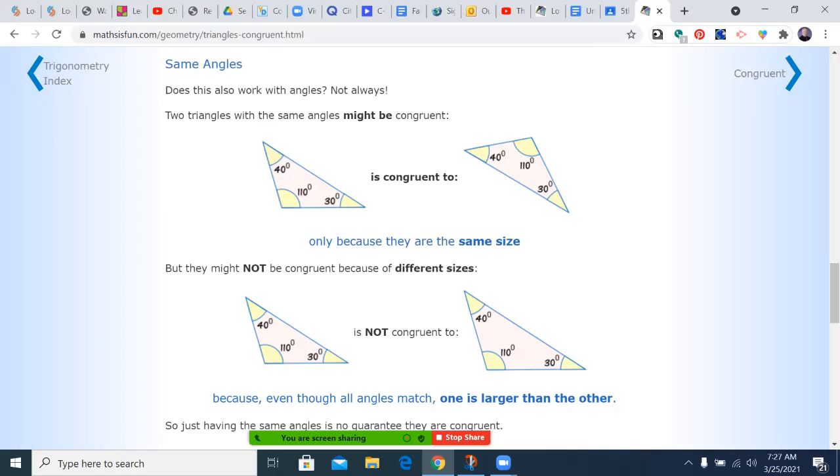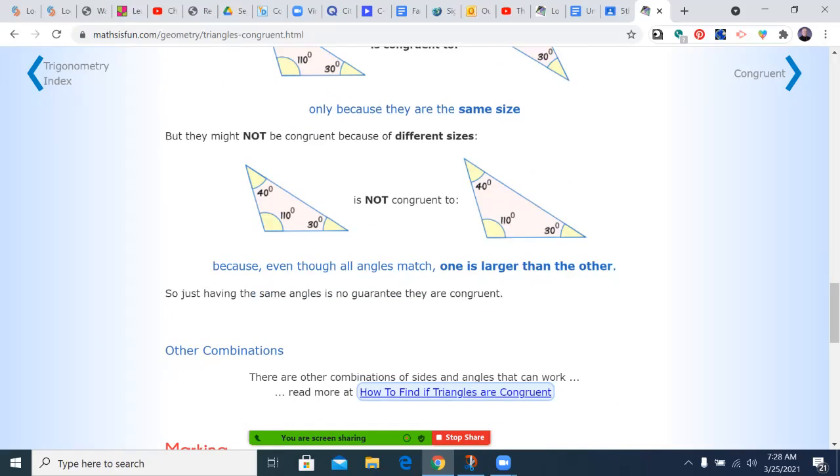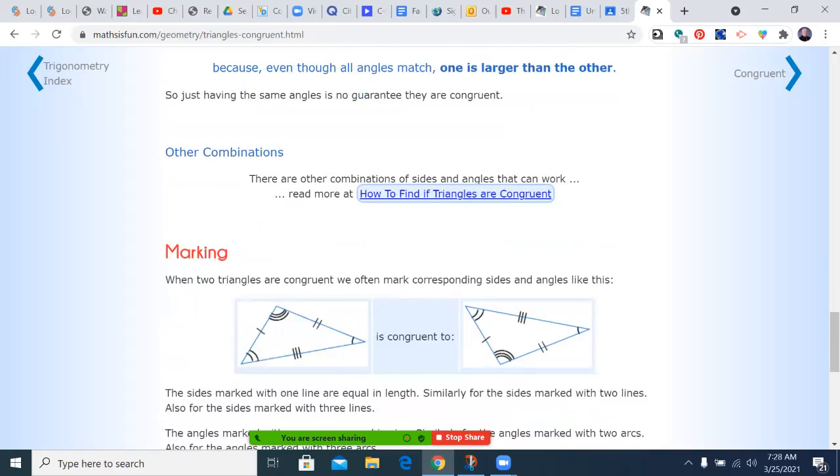But you might also occasionally get ones where the angles are the same, but the size is bigger. That's not congruent. As you can see, this one here on the right is much larger than the one on the left. So those would not be congruent. The angles are, but not the sides. So you need to have the sides and the angles be the same to be congruent.